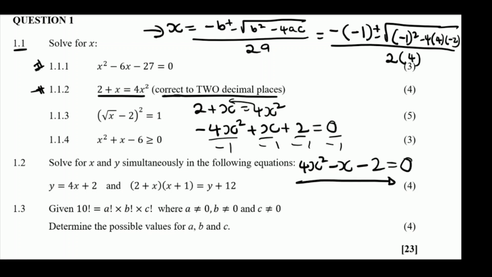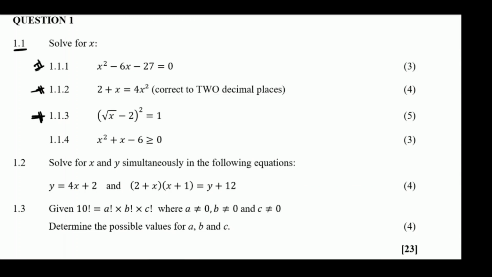So the solutions of x that you're supposed to get are x is equals to minus 0.59, or x is equals to 0.84. So these are the solutions of x that you need to get for this problem here. So now we're going to do 1.1.3, right? So we're going to solve for x for this problem here.